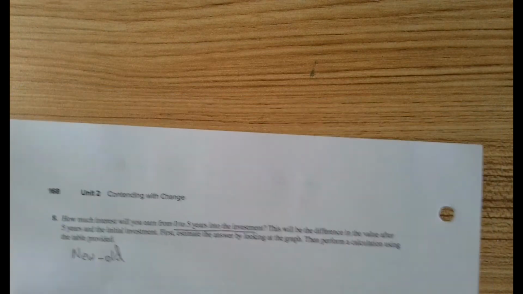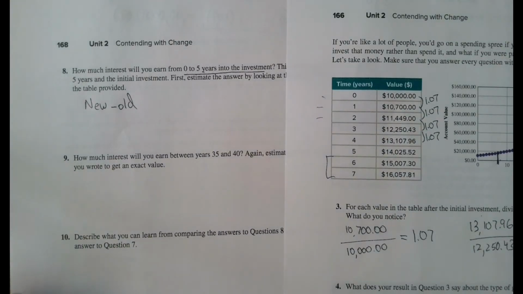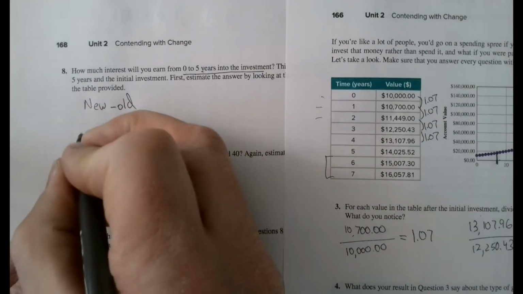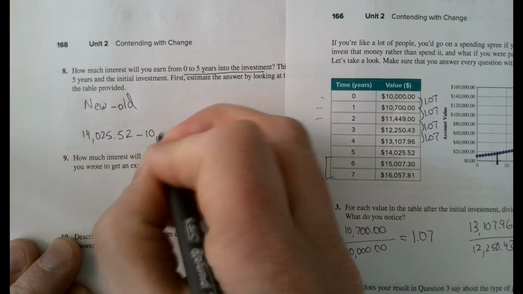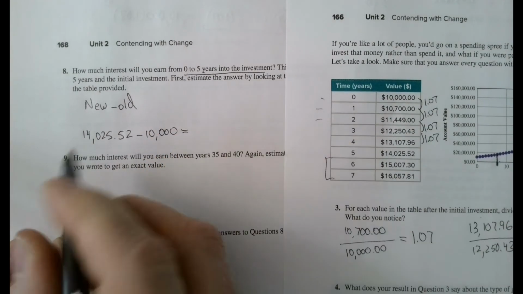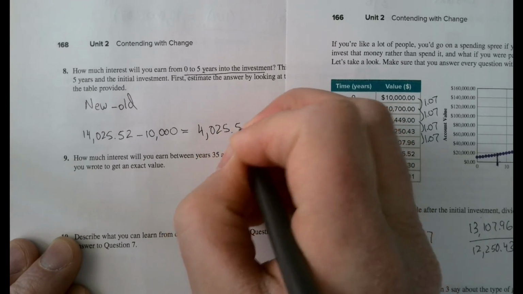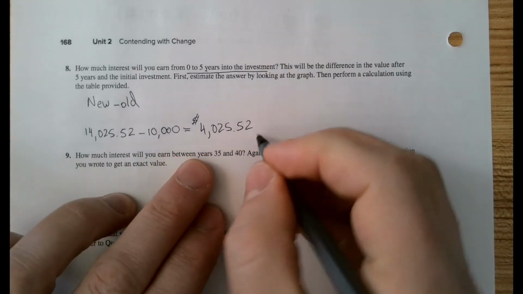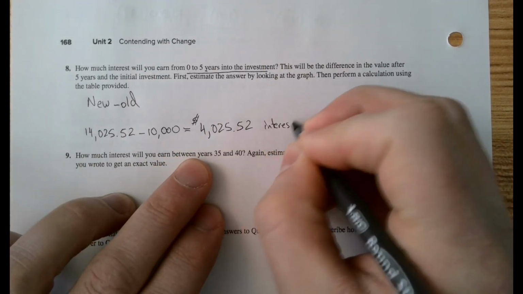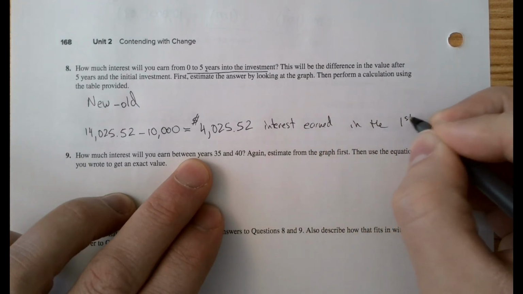So we're going to have to grab our values from the table. Where is my table? Here it is. So we're going to look at that 5-year value. That is 14,025.52 minus the 0-year value, meaning the initial investment. And notice the 10,000 just goes away, and we're left with $4,025.52. So what does that mean? Well, that means we earn this much interest over the 5-year period. So interest earned in the first 5 years.